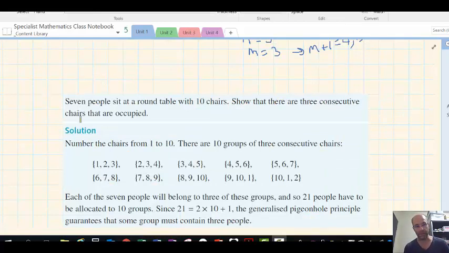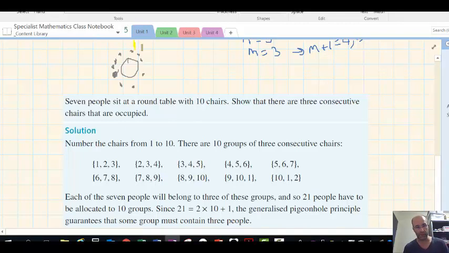In the final example, this is like pigeons in multiple holes, you could say. It needs a little bit of explaining. We've got 7 people sitting around a table of 10 chairs, numbered 1, 2, 3, 4, 5, 6, 7, 8, 9, 10. We've got to show that there are 3 consecutive chairs that must be occupied no matter what.